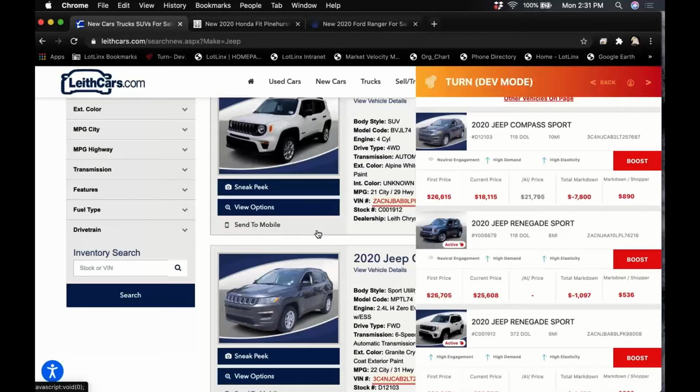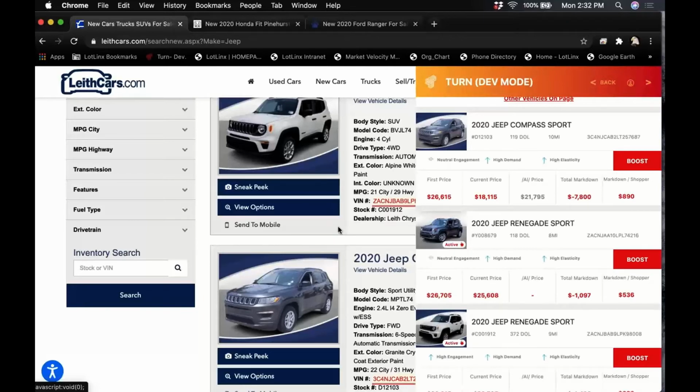But 1 in 3 or 4 cars have an opportunity to boost. A lot have an opportunity for price adjustment up, or to hold. Don't discount any further. Get off that calendar-based markdown and just hold on that car.